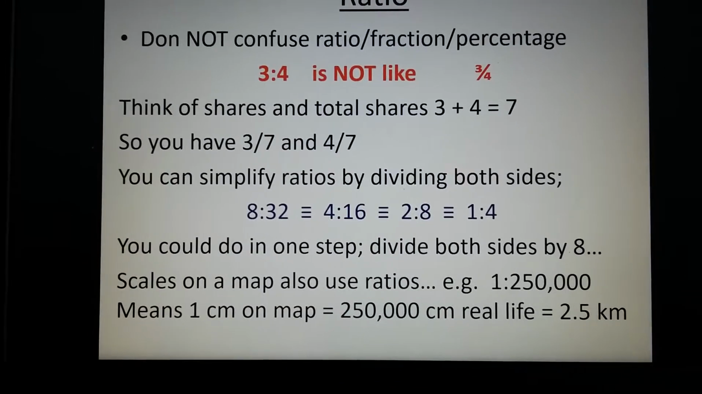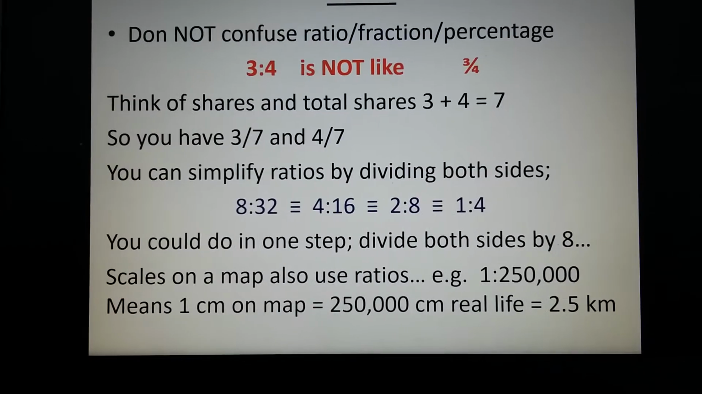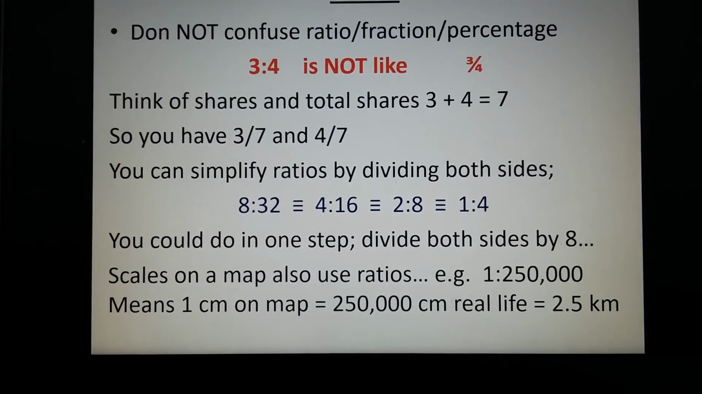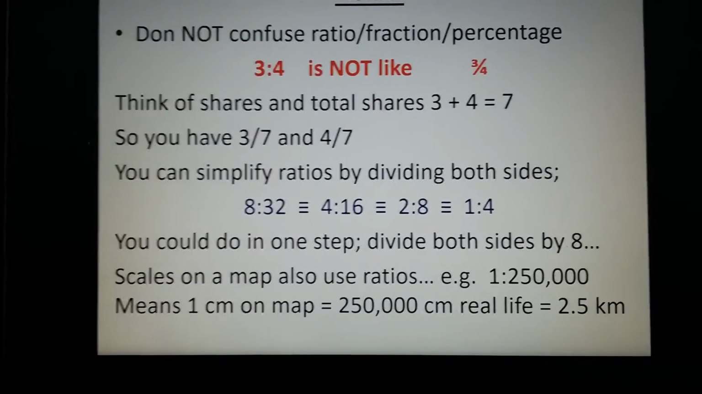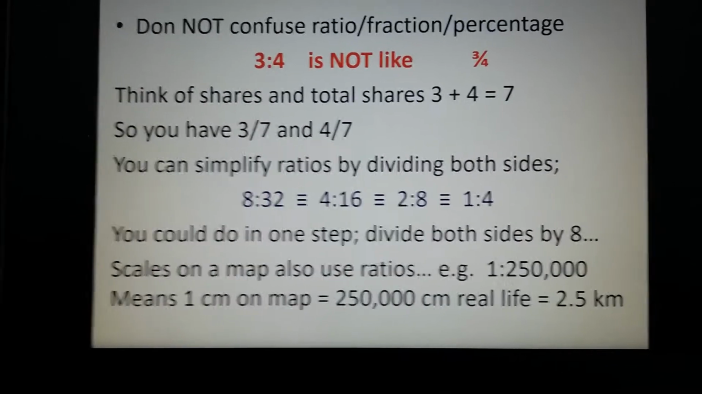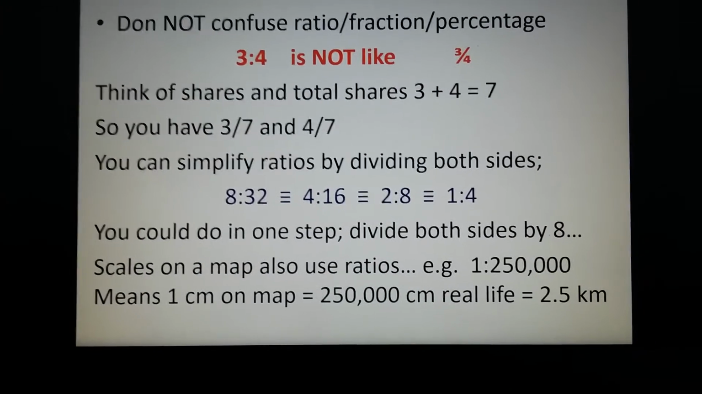Ratios also, you see them in maps. Hopefully those of you who've done geography have particularly seen that, and got an example there at the bottom where you've got 1 to 250,000. That means that 1 centimetre on the map means 250,000 centimetres in real life.